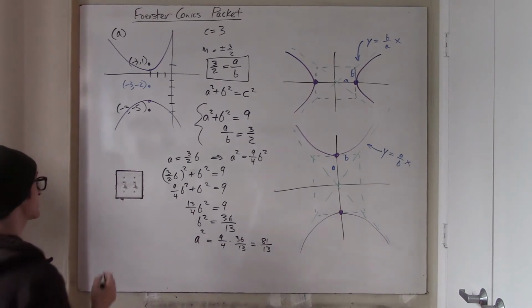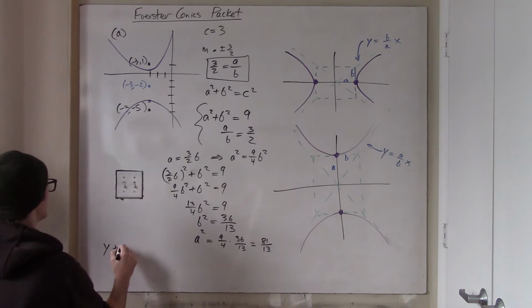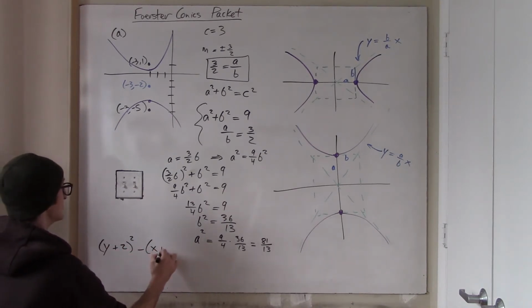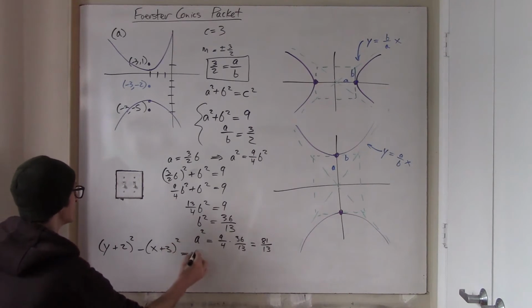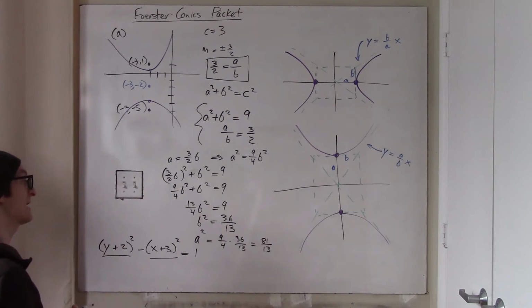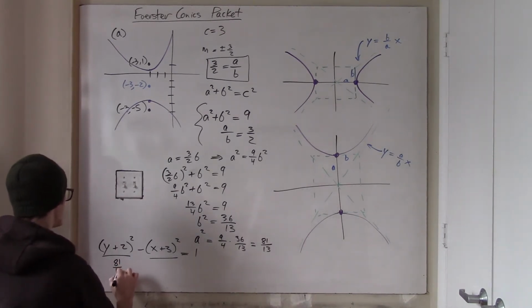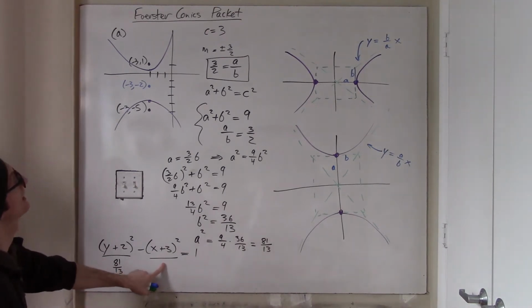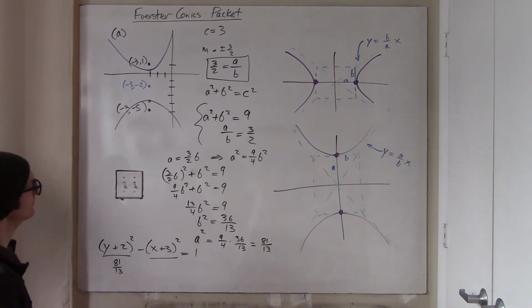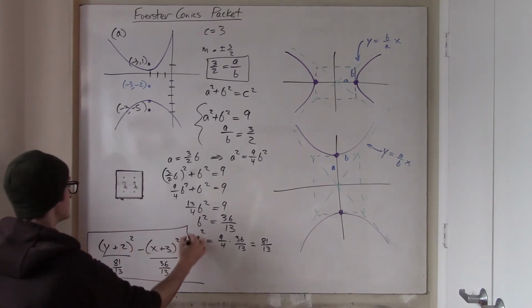And the answer is going to be, well, it's a vertical hyperbola, so that's -3, -2, so (y + 2) squared minus (x + 3) squared equals 1. And the y coordinate has been stretched out by a factor of a, so down here we'll go a squared, so that's 81/13, and down here is 36/13.